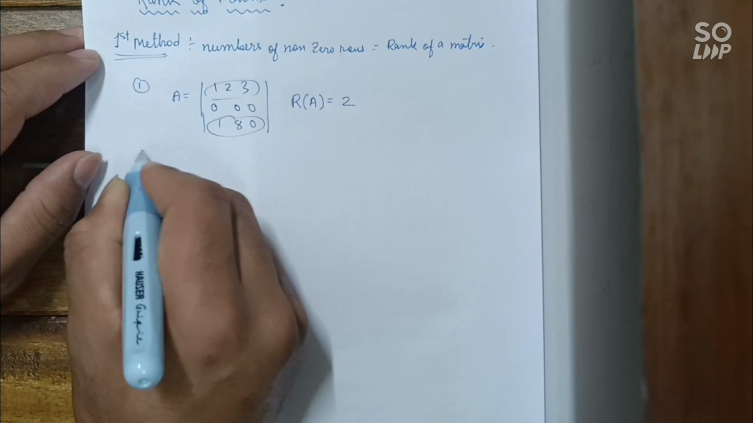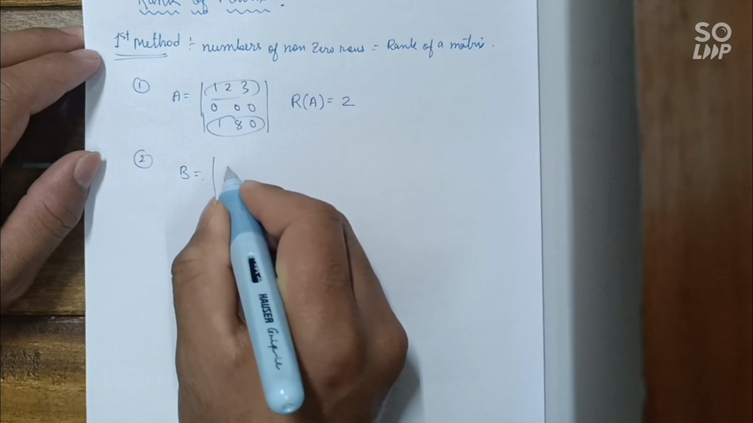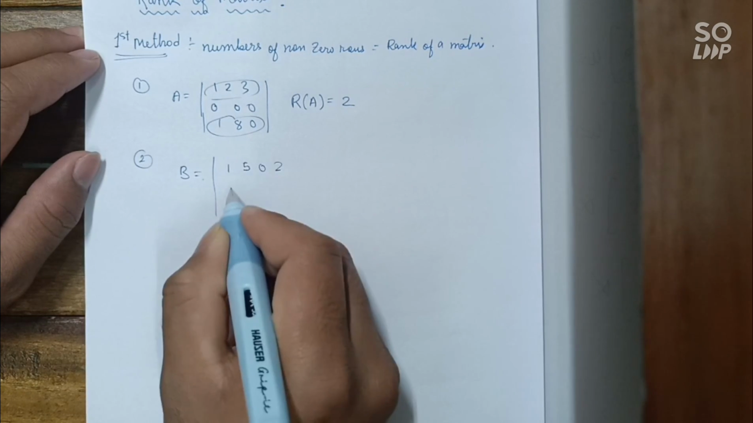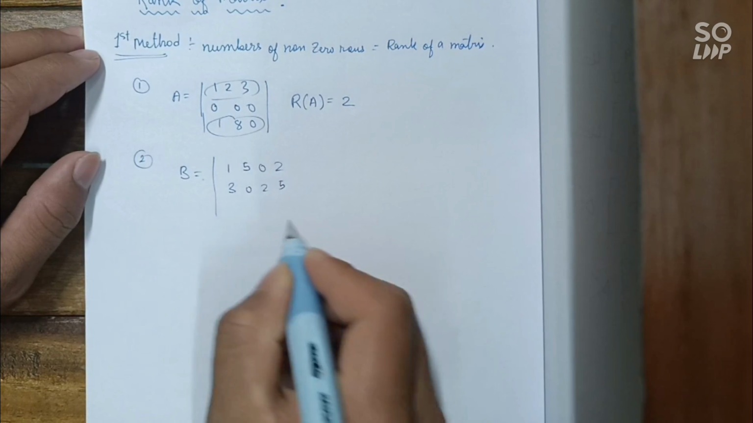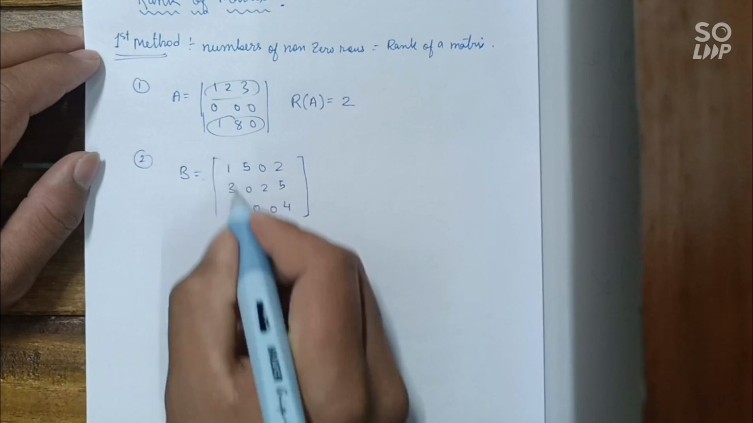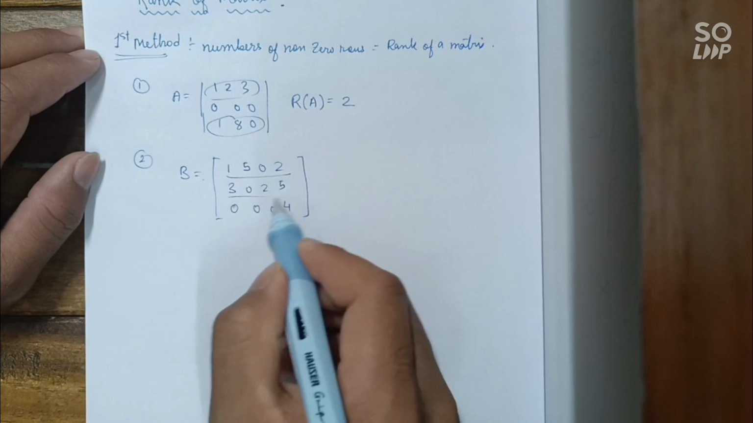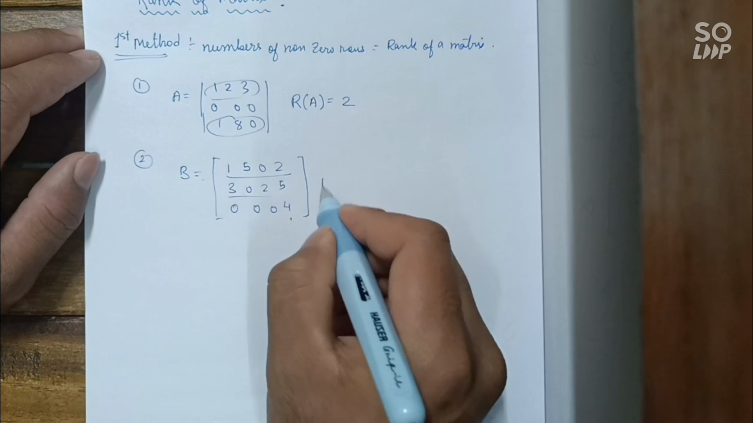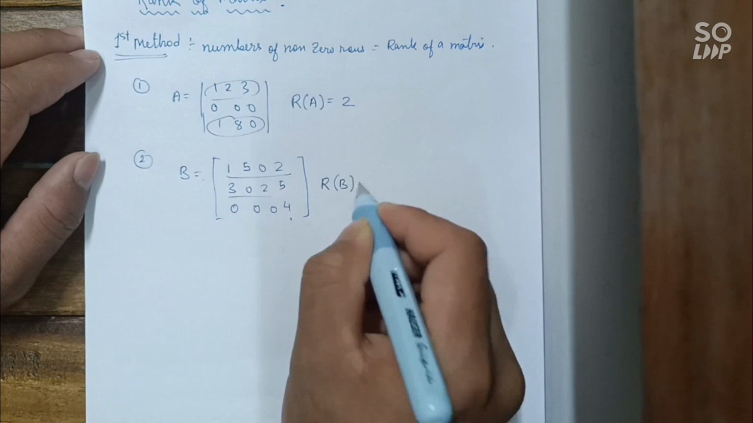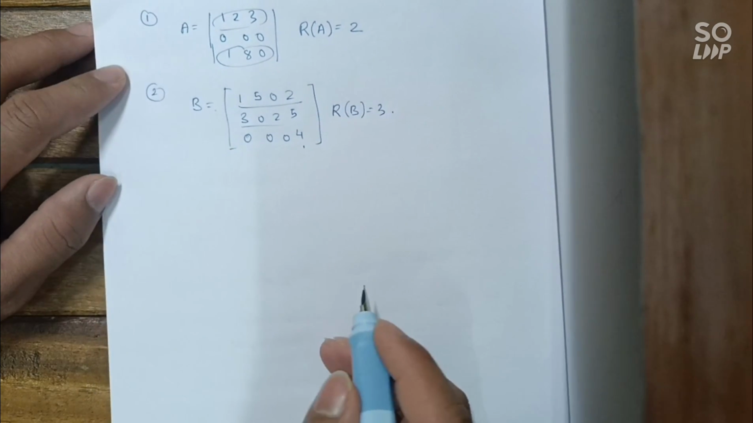Example number 2. Matrix B, we have 1 5 0, 2 3 0, 2 5 and then 0 0 0 4. As we can see in this matrix, there are 3 non-zero rows, this one, and this. So we can say the rank of matrix B is 3 here. Now let's move on to the second method.